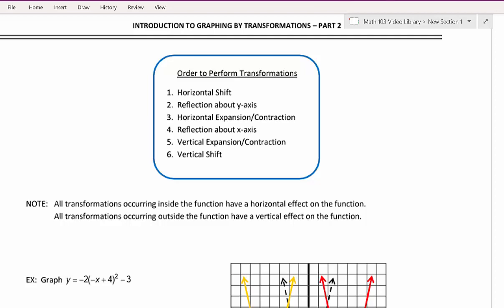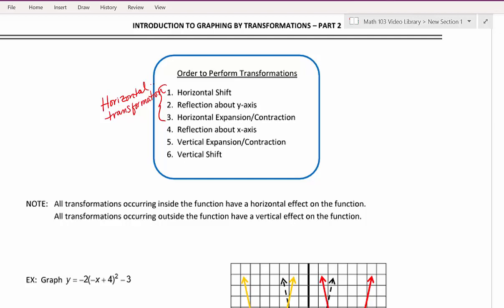particular order. The order to perform transformations is first, you want to apply any horizontal shift. Second, a reflection about the x-axis. Third, horizontal expansion or contraction. And you'll notice that these first three are all horizontal effects. And horizontal transformations are always identified by something happening inside the function.